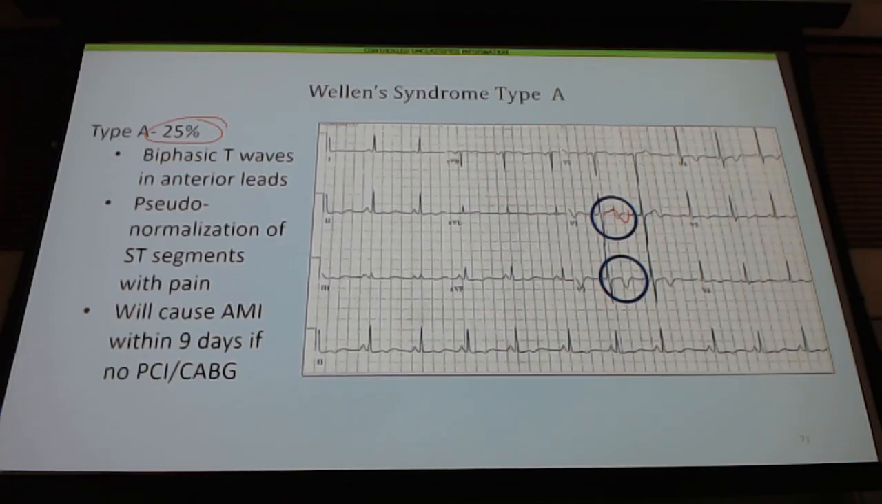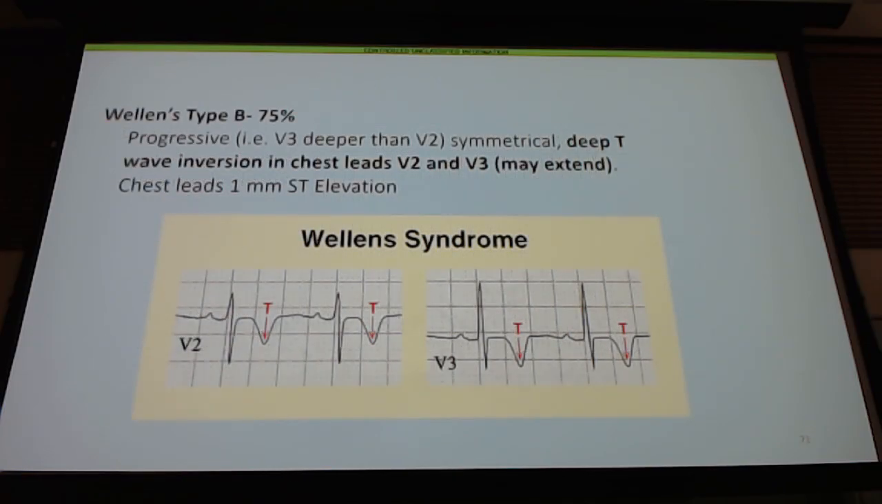If you see this on an EKG, especially if it acutely changed, they probably are going to have a massive heart attack within 9 days if you don't do anything about it. Type B is the most common one, so 75%. And this is, you get this profound deep T wave inversion in V2, V3. It almost looks like a well, right? So Wellens looks like a well in V2, V3. Typically V3 is deeper than V2.